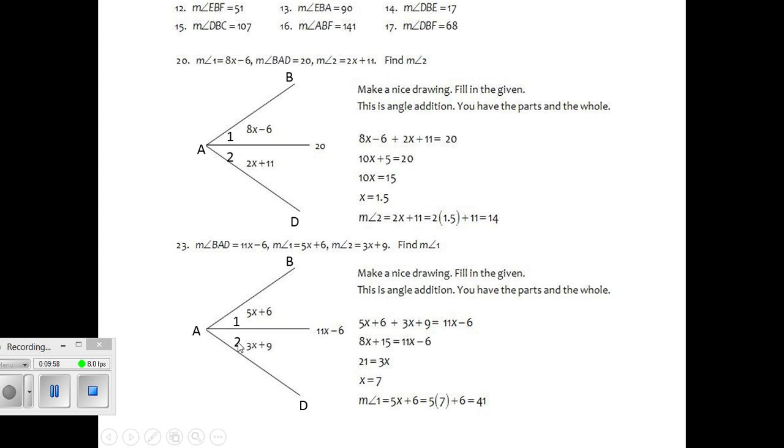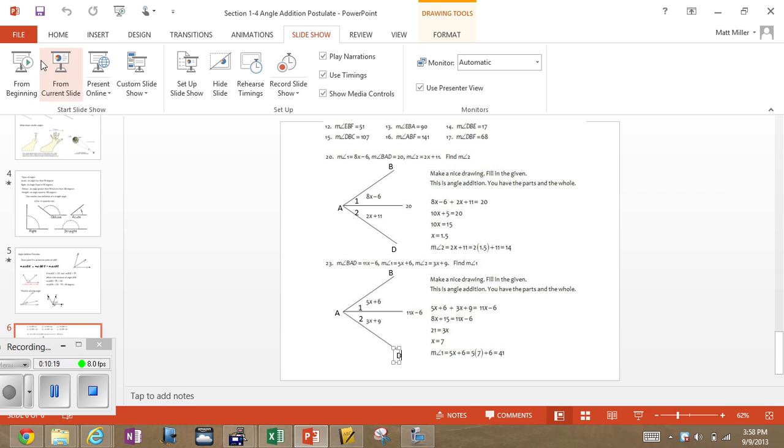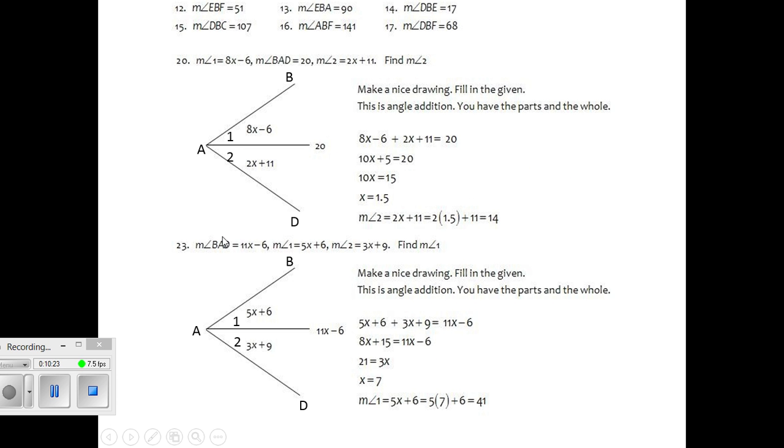Similar problem down here, number 23. Okay? Again, the problem would give you this bit of information and the angle, okay? The big angle BAD is now expressed as 11x minus 6. The angle 1 is expressed as 5x plus 6. The angle 2 is expressed as 3x plus 9. Again, angle addition postulate says angle 1 plus angle 2 is equal to angle BAD. Therefore, 5x plus 6 plus 3x plus 9 is equal to 11x minus 6. On the one side of the equation, you add up your like terms, 5x and 3x, 8x.